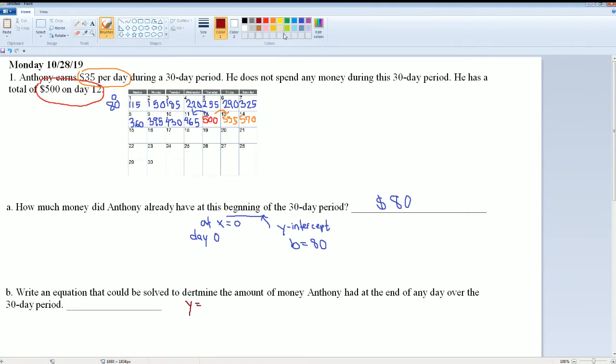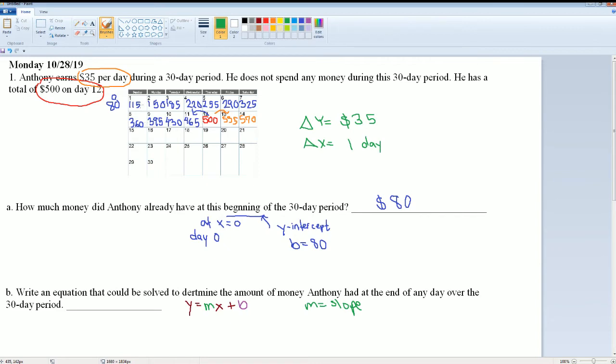y equals mx plus b. We need to find the m. M is your slope. So what was your slope? Here we know that our delta y, how much it was changing, was $35. Your delta x was your 1 day.